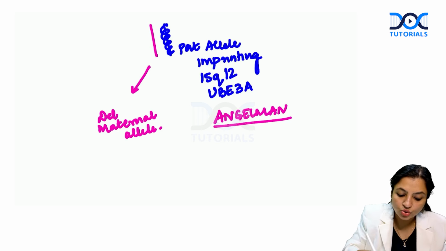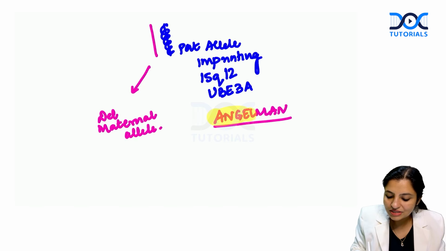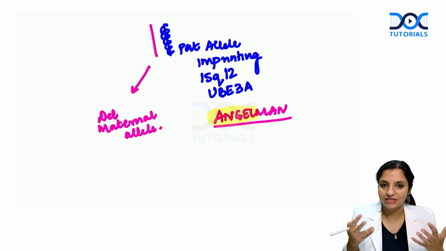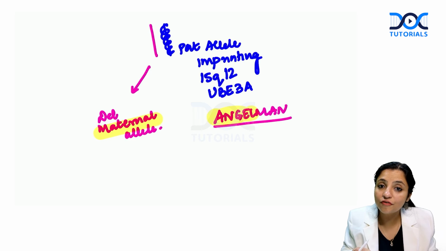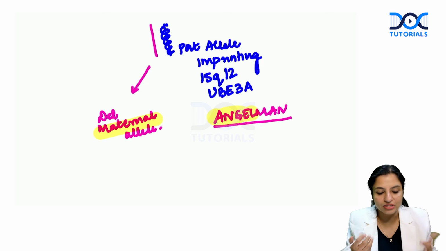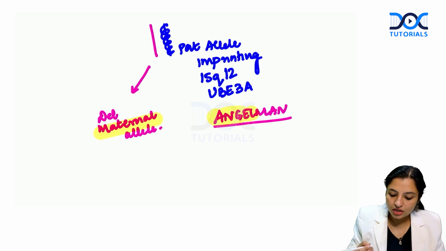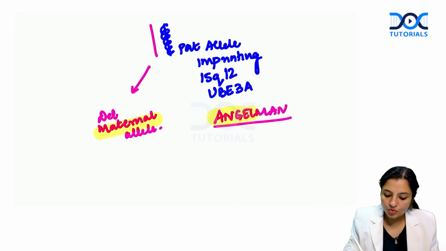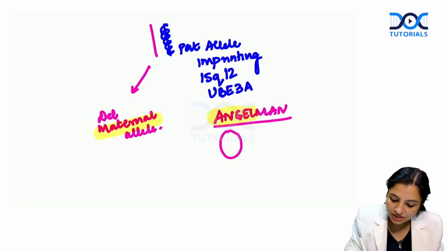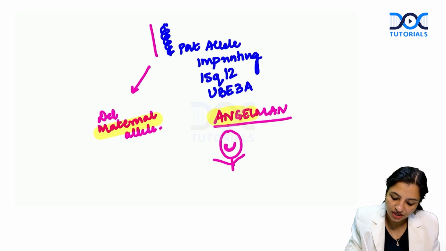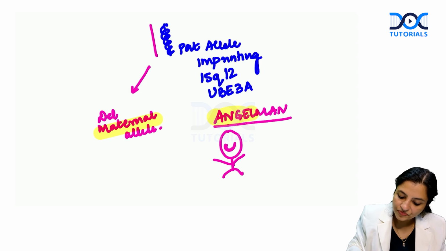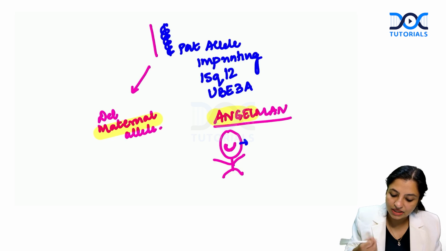A clue to remember is, when mothers get deleted, they become angels. So deletion of maternal allele causes Angelman syndrome. And if we look at Angelman syndrome, what is the classical feature? What is the classical feature of angels? They are always smiling and they are always flying in the air.